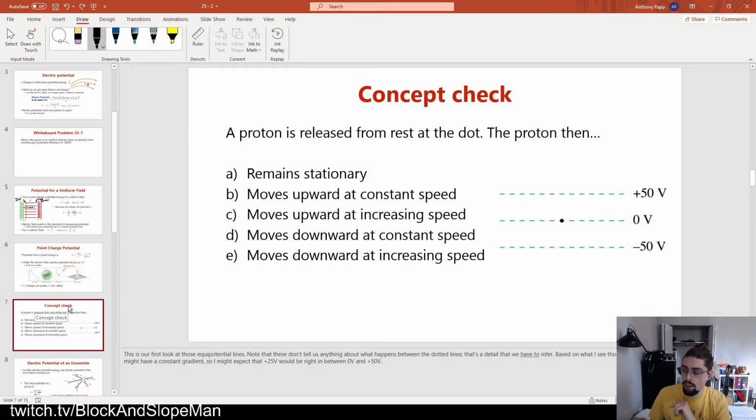If this proton has a charge positive E, potential energy up here is greater than 0. Potential energy right here is 0. You might at first think, hey, potential energy where it's at right now is 0. It shouldn't move. But remember, potential energy is not its lowest at 0. Potential energy can become negative. Potential energy down here is less than 0. And if there's a lower potential energy somewhere, that's where the particle's going to want to go.